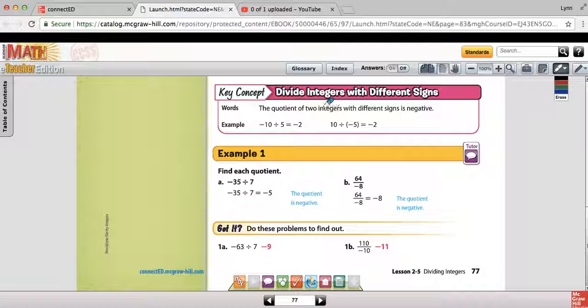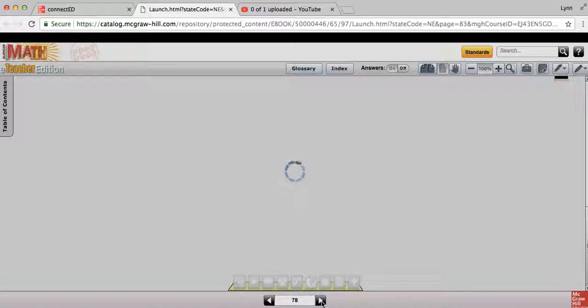When you have two integers with different signs, the answer is negative. So in example 1, we have a negative and a positive. That gives us a negative answer. In 1a, you're going to record this answer on your note sheet: negative 63 divided by positive 7, different signs, the answer is negative 9. 1b, positive numerator, negative denominator, different signs, the answer is negative. Please record those on your note sheet.